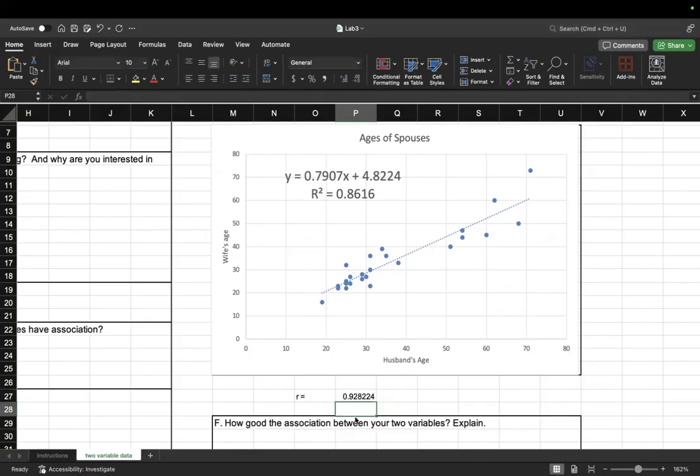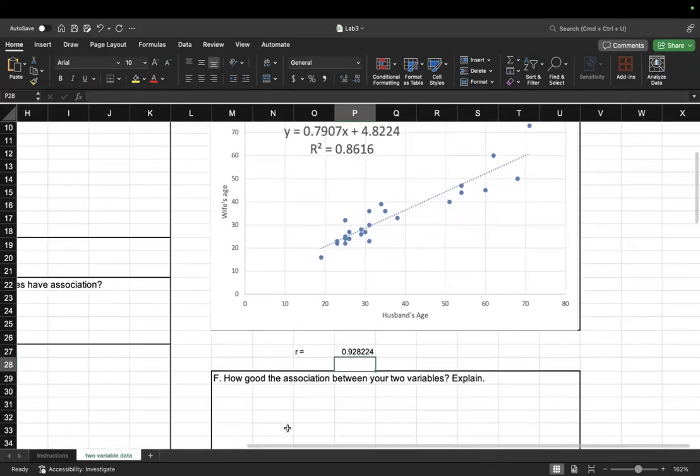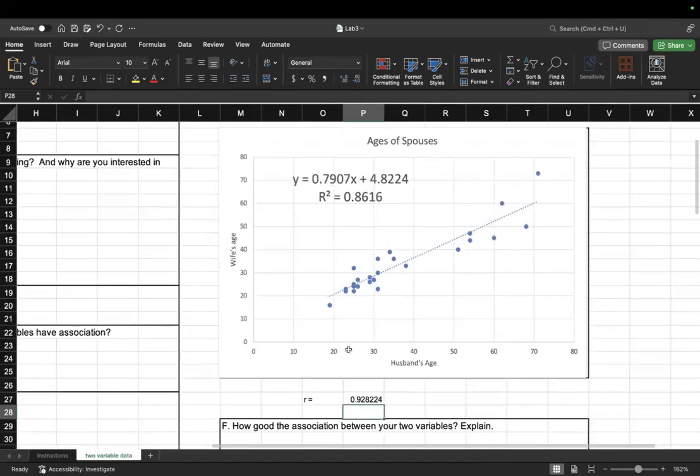There's my R value. Now, when you take the square root, it's always going to give you positive. So you need to pay attention if your slope is negative. My slope's positive, so it's not an issue. But if your slope is negative, you're going to need to mention when you talk about it down here that it is a negative slope. So pay attention to if it's negative.